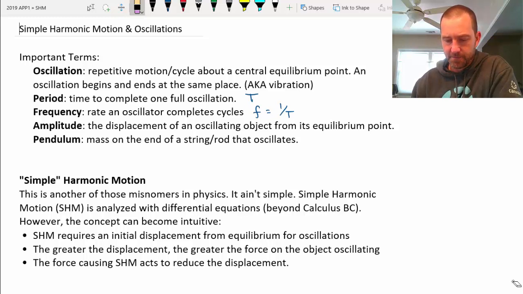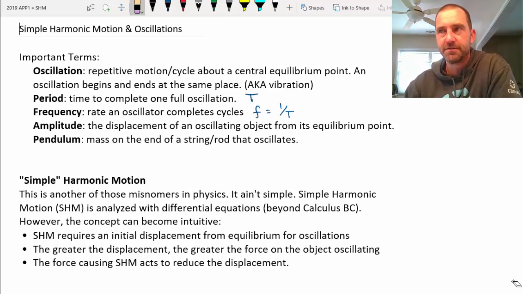So what I put there is that, not to belittle Calc BC, it is hard, but the differential equations that are used, or when you do partial derivatives and you try to solve second order partial derivatives and stuff like that, it can get complicated. But the ideas that are most important, the fundamental ideas that you think of anytime the word oscillate pops up, are that simple harmonic motion requires some sort of initial displacement from equilibrium. Something needs to be pulled away from where it wants to be.